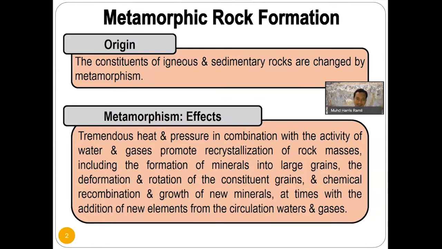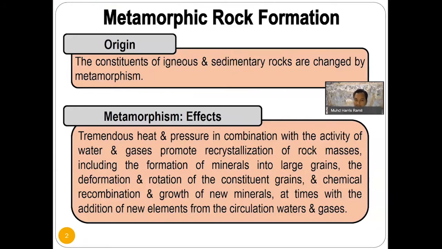So in metamorphism, it is basically tremendous heat and pressure in combination with the activity of water and gases to promote recrystallization of rock mass. So the most important thing here is that you have heat and pressure. At the same time, beneath the earth, you also have water. You still remember the subduction zones within that process? With that huge amount of energy, it is also going to cause friction between two materials, right?